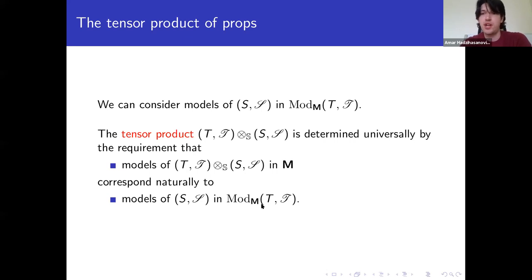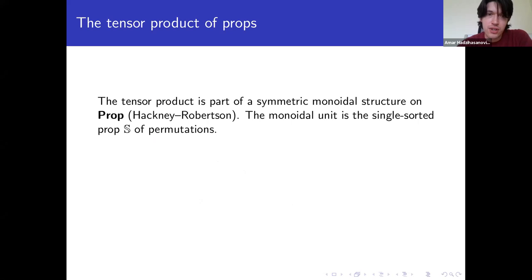So this is one of those monoidal structures in which the most natural thing to describe is the closed structure, and then we get the tensor product by an adjunction. So with this definition, the tensor product is part of a symmetric monoidal structure in this category of props. This was proven by Philip Hackney and Marcy Robertson. And the monoidal unit is the single-sorted prop of permutations. It's the one that only has n-to-n operations, and they are given by permutations of n wires.